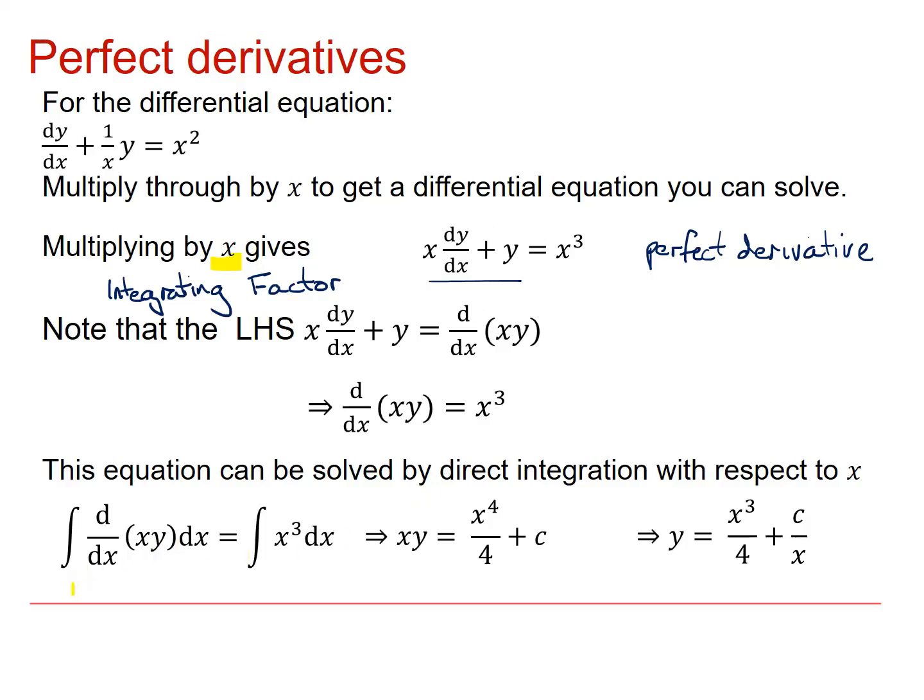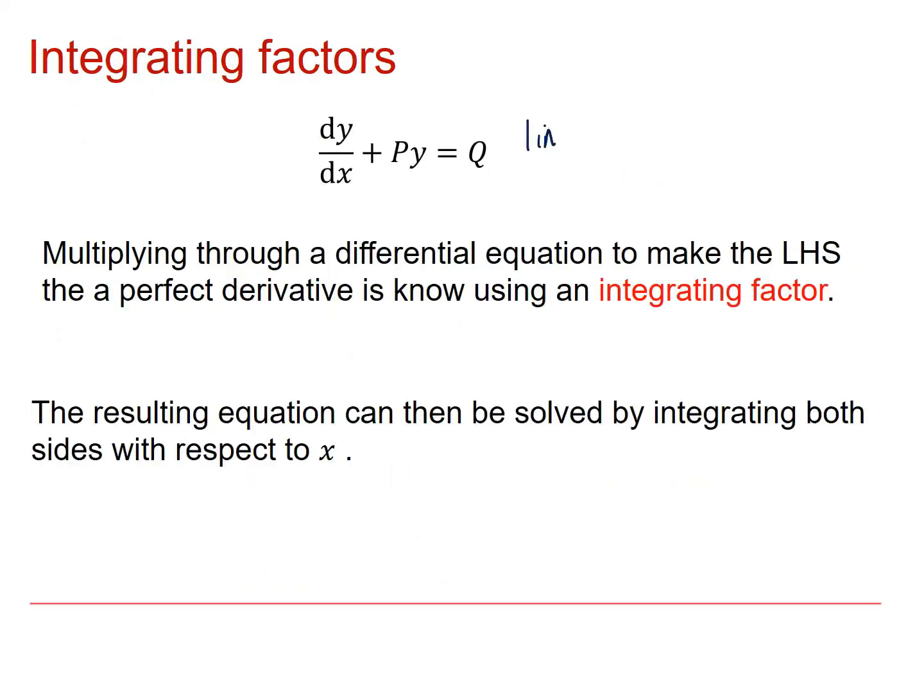Once we have the perfect derivative, you can see we just integrated both sides, and then we tidied it up so that we got y in terms of x. So in summary, if we've got a linear first order differential equation in this format, we can multiply through by something which is called an integrating factor to make the left-hand side into a perfect derivative. And once that's happened, the resulting equation can be solved by integrating both sides with respect to x.